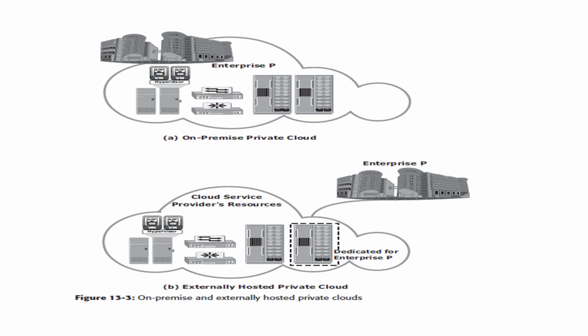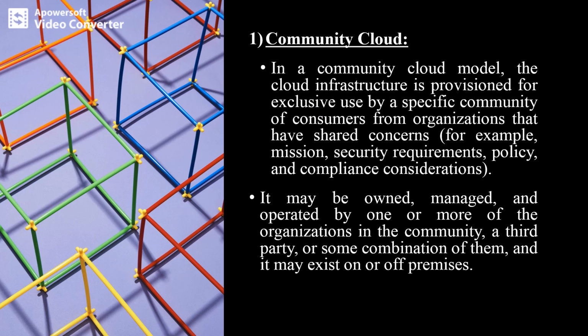This is the example of an externally hosted private cloud. So the first one is the on-premise private cloud, which is internally hosted, and the second one is externally hosted, which can be managed and controlled by a third party. The last one, the third, is the community cloud.